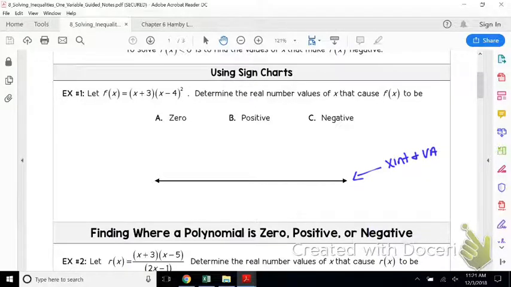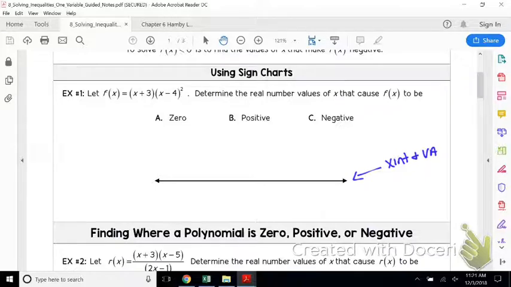Well, the same thing here. I don't have a fraction, so I don't have any vertical asymptotes. So all I have to do on this exact example is put my x-intercepts. So how do you find x-intercepts? Set y equal to 0. Yeah, set y equal to 0, which means just set your function equal to 0.